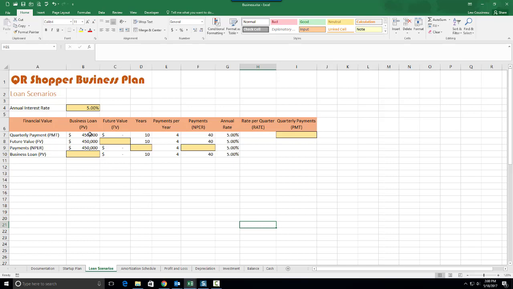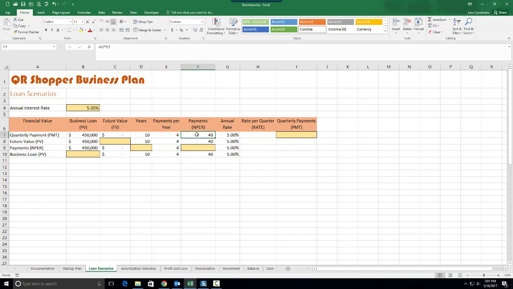We're basically in the first section. And the scenario is that this gentleman can get an interest rate of 5%, and he wants to get a $450,000 business loan. He wants to pay it off. So if you pay off a loan, it has no future value, right? So that value is 0. And he wants to do it over 10 years and 4 payments per year. And so how many payments is that?